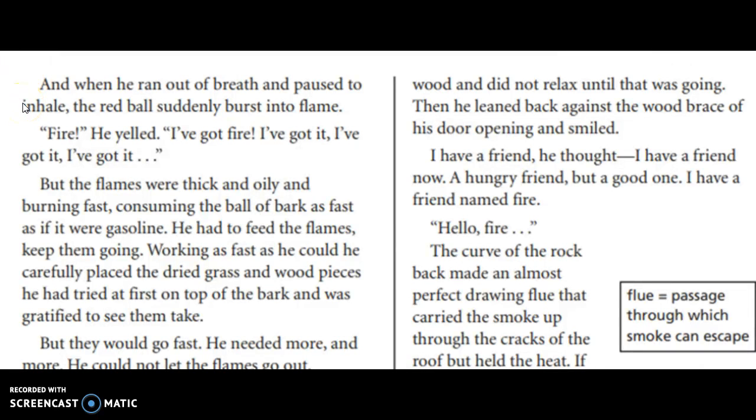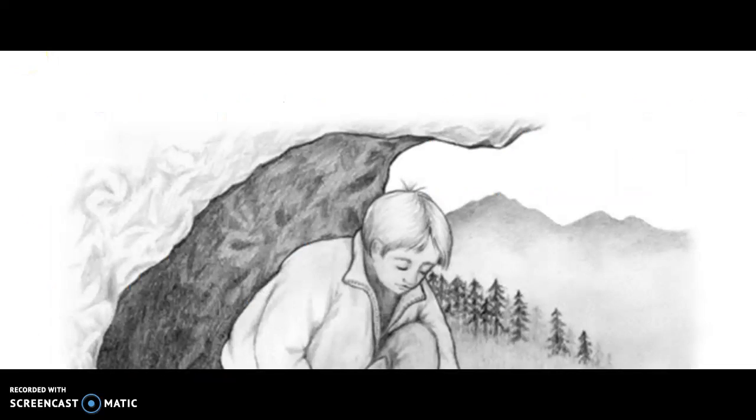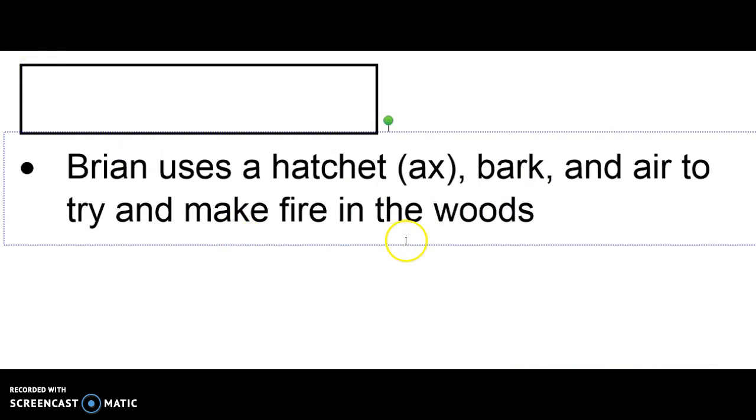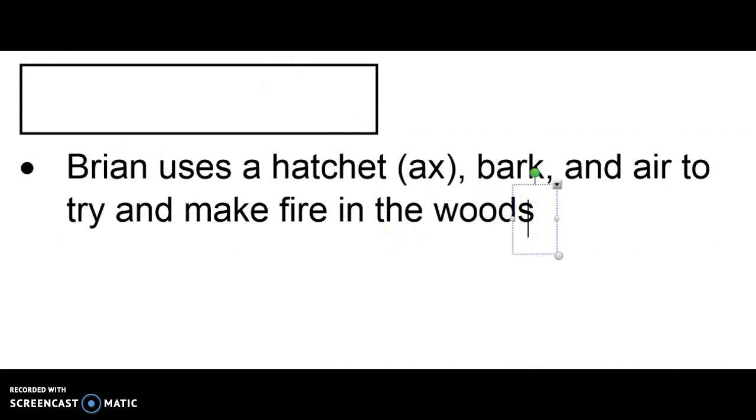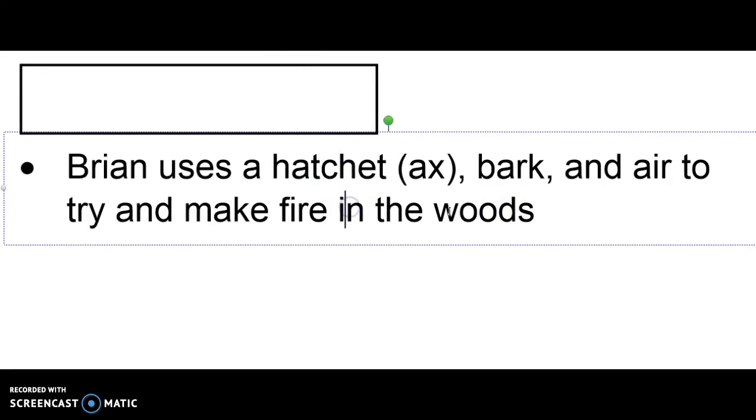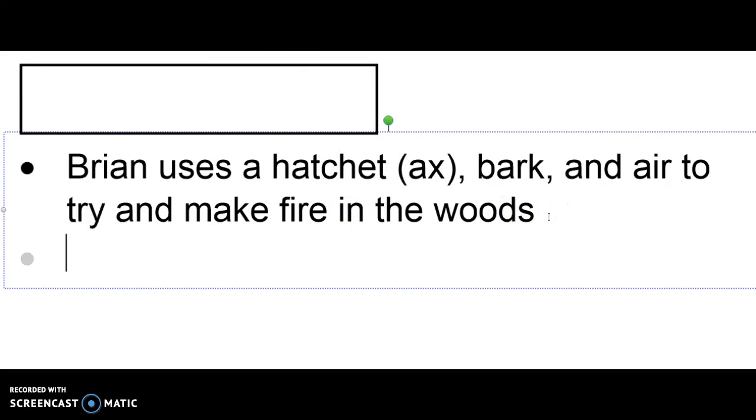And when he ran out of breath and paused to inhale, the red ball suddenly burst into flame. Fire, he yelled. I've got fire. I've got it. I've got it. I've got it. I'm going to pause for a second because I feel like this is the part that we've sort of been waiting for. In the beginning, we wanted him to make fire. Now he has fire. So I'm going to go back to my boxes and bullets, and I'm going to make this my second bullet to summarize the middle of the text.